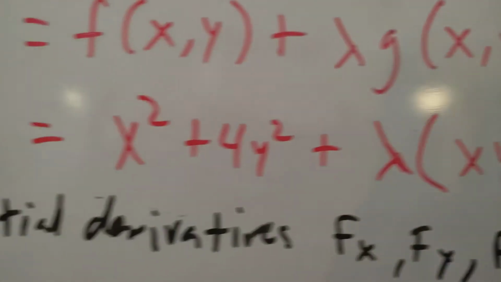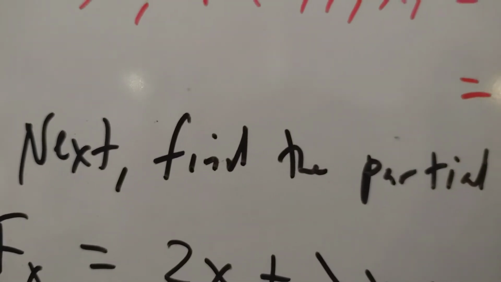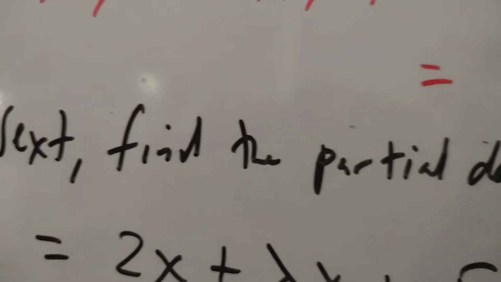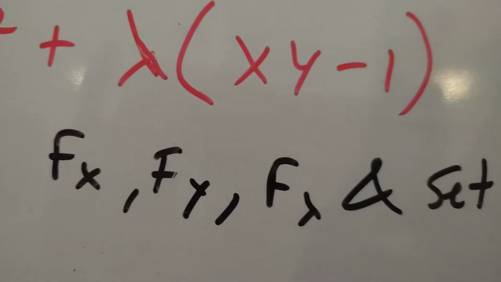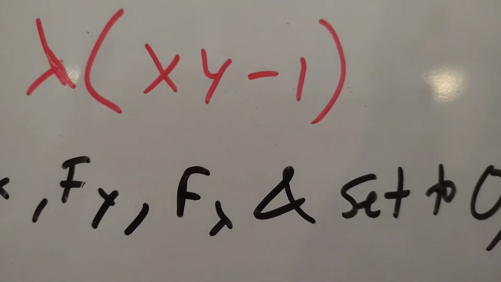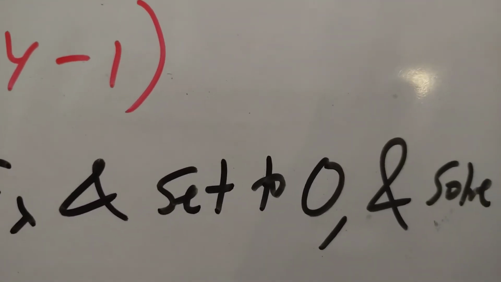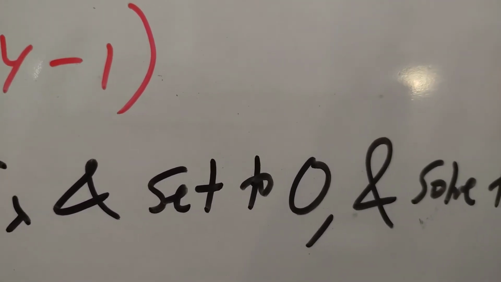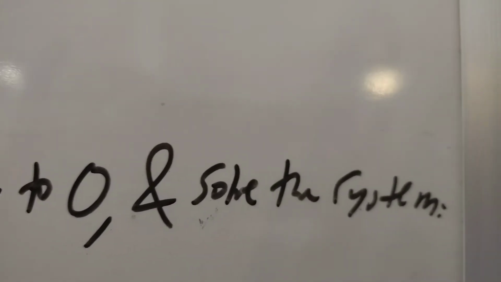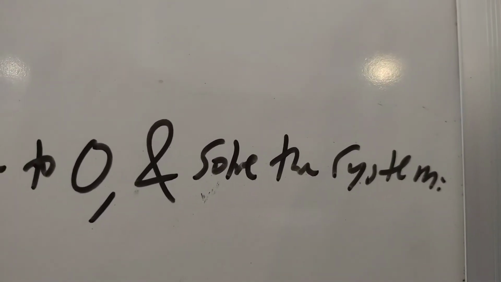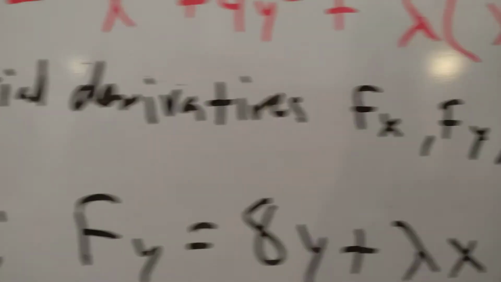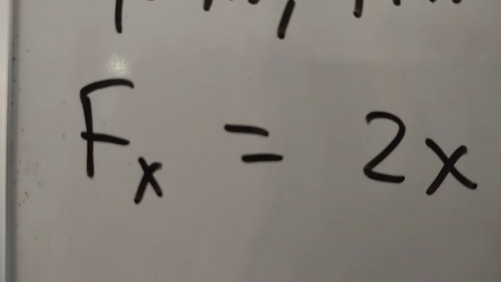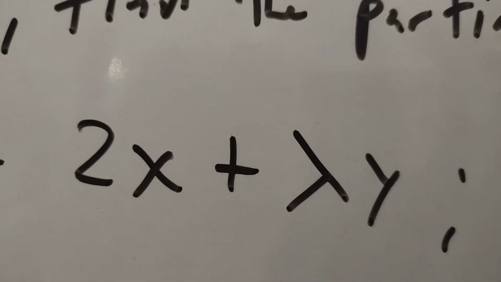Now that we have the Lagrangian function, the next step is to find the partial derivatives, denoted f sub x, f sub y, and f sub lambda, and set each of those three equations equal to 0. Then you solve that system of equations, and that will give us our critical points. So the partial derivative of F with respect to x is 2x plus lambda y.